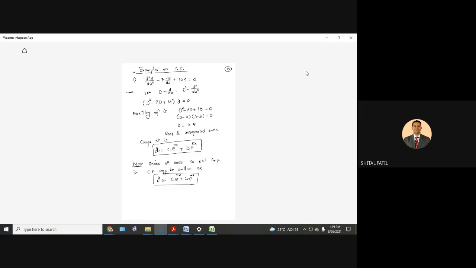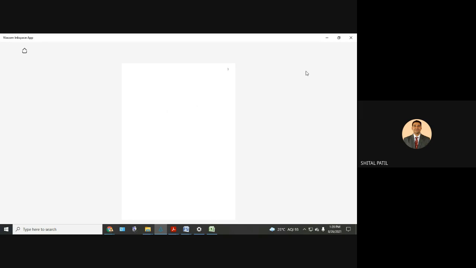Right, second example. Now let me write it in terms of d only, and hope you will understand it. D square plus 2d plus 5 y equal to 0. Please do it yourself and write roots in chat box.